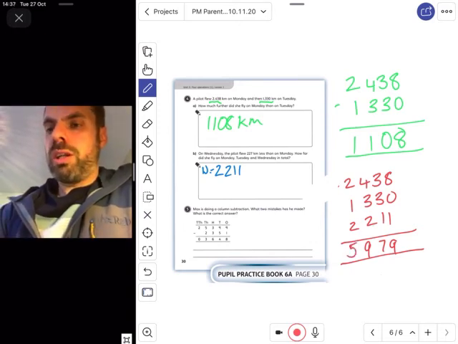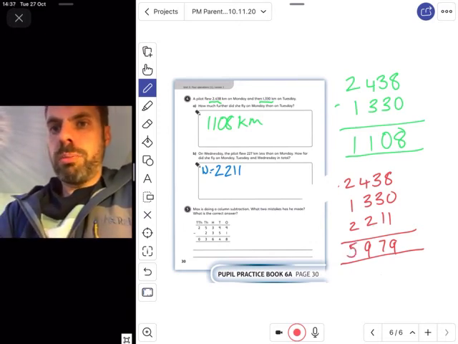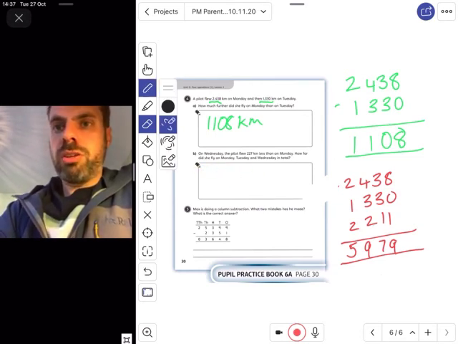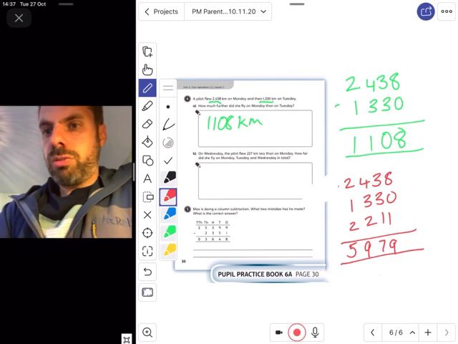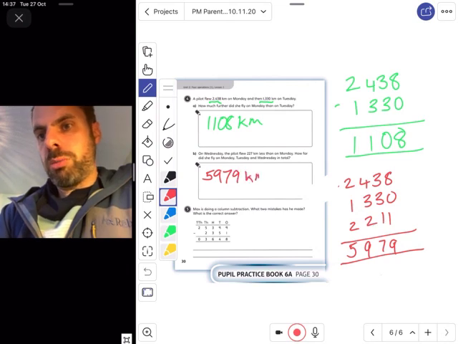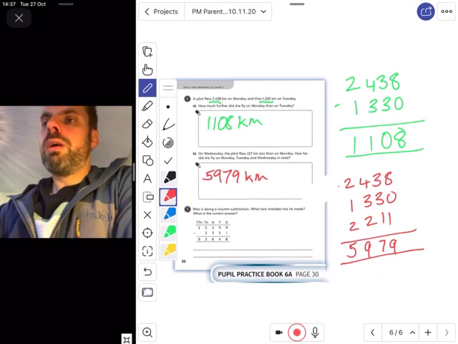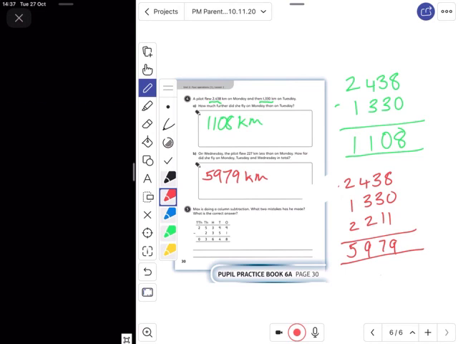So we know then in total, I'm going to rub this out because I don't want that being confused with the answer. So we know then it was 5,979 kilometres in total. They'd be expected to write that in a sentence. Okay, that's all that I think I need to show you for today.